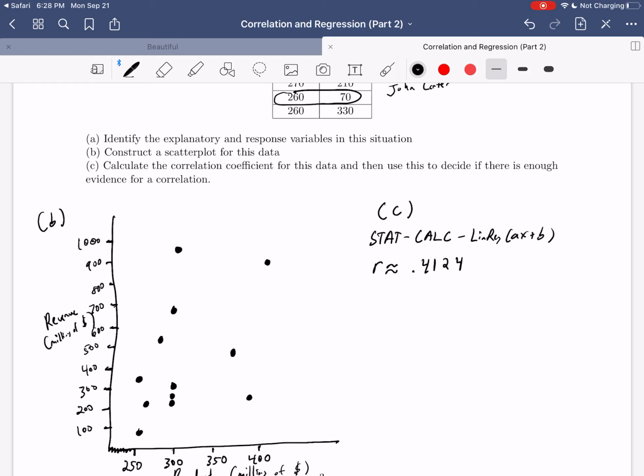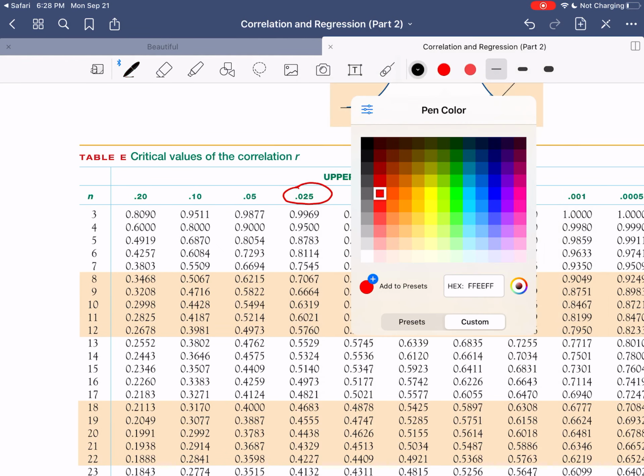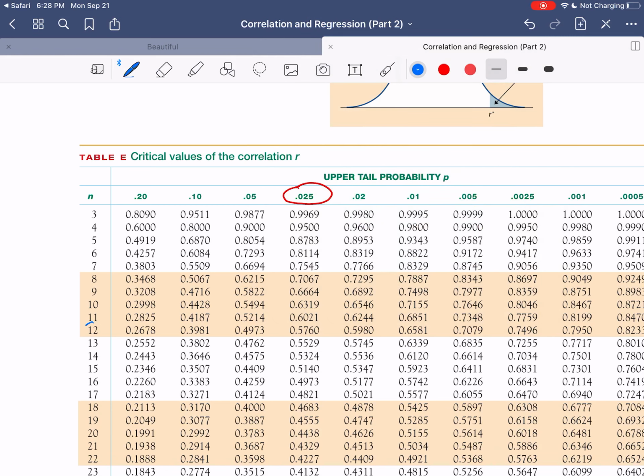So let's go ahead and take a look at our critical value. So we'll go to table E now. And remember, we have n equals 12. We have 12 data points, so let's go take a look. So for this one, we can go ahead and find n equals 12. Remember, we always go ahead and use this. So if we intersect this and this here, that means our critical value is going to be that 0.5760.